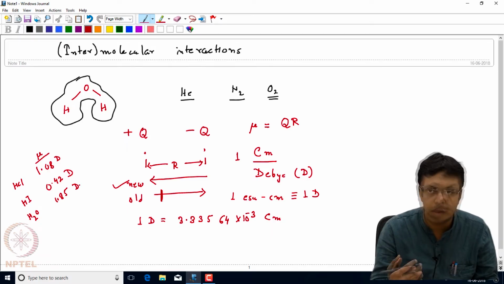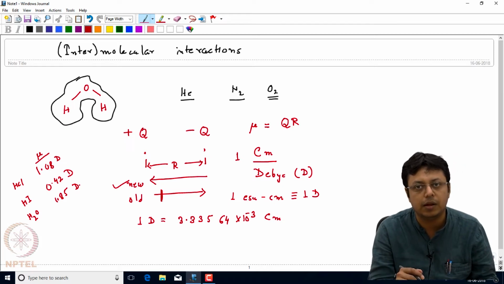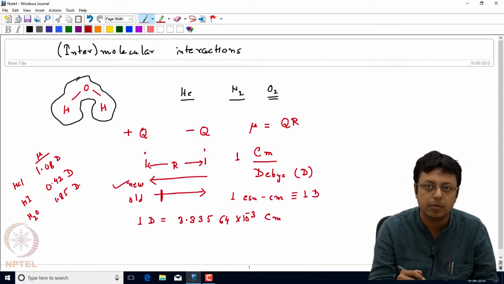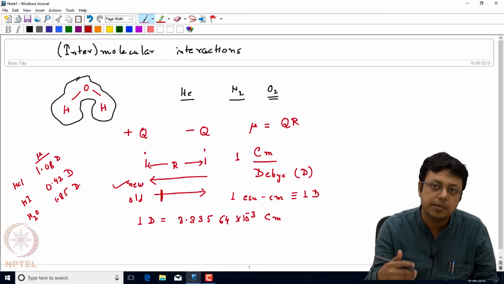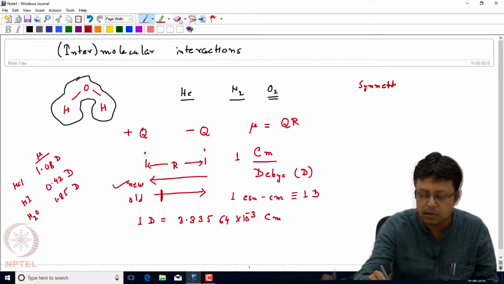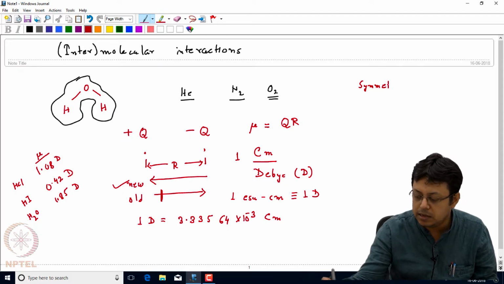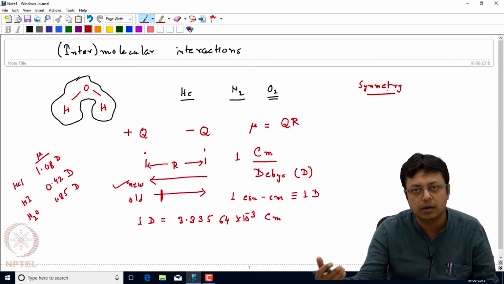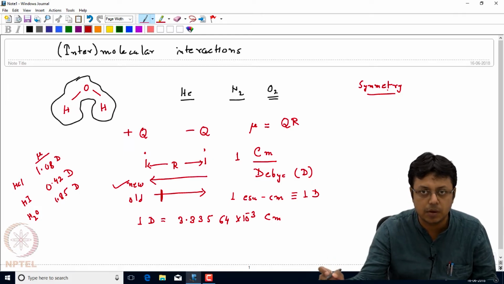Now the question is, how do you know whether a molecule possesses a permanent dipole moment or not? That is very much connected to the symmetry of the molecule, which is a more fundamental property that we are not going to discuss here. You probably studied the symmetry of molecules in a quantum mechanics course or any other specialized course on the symmetry of molecules.